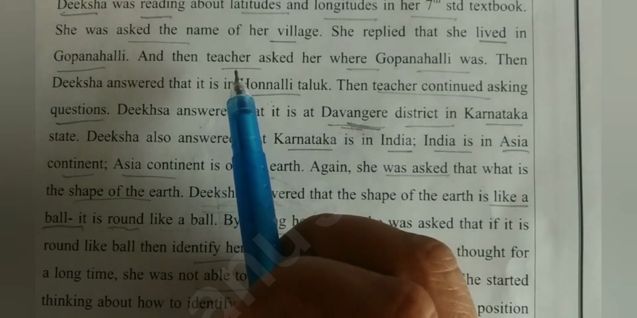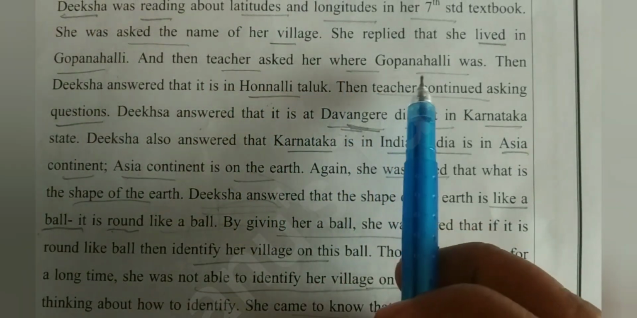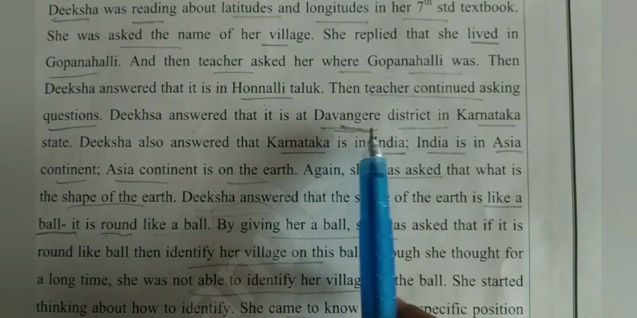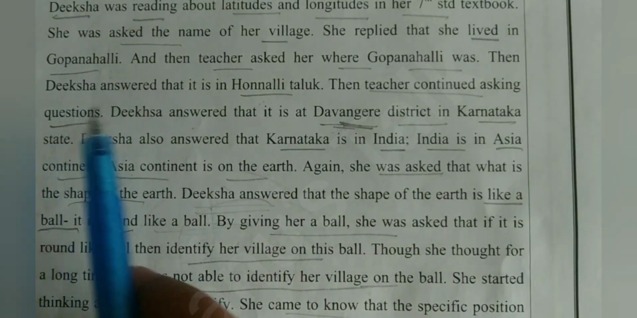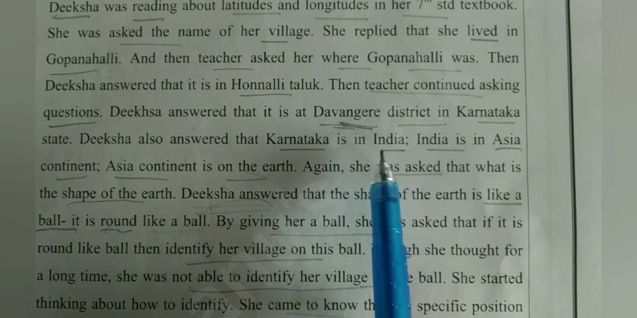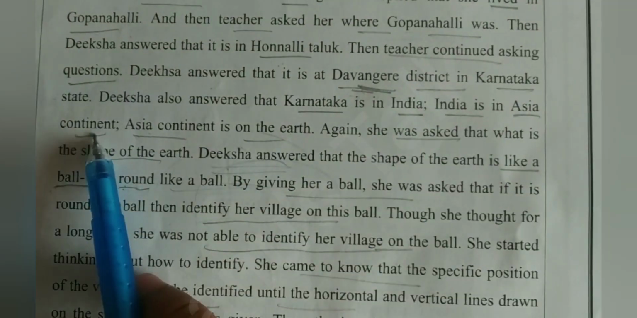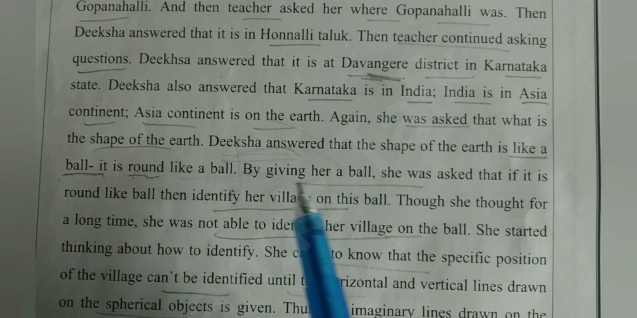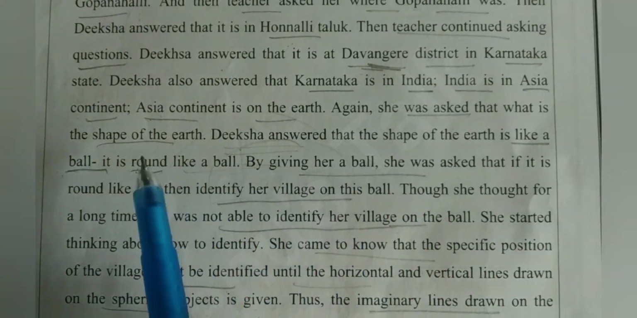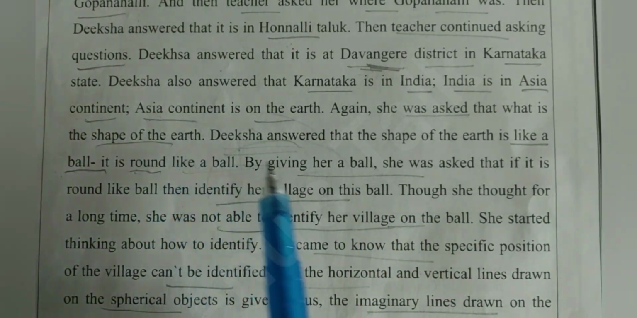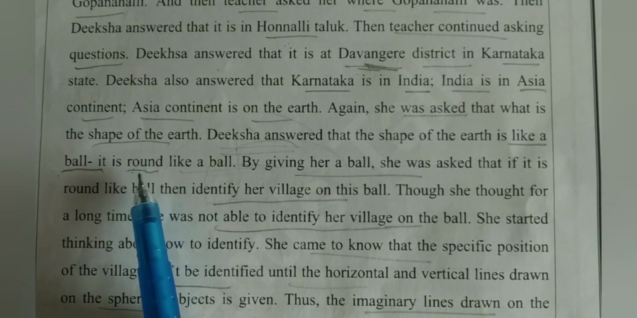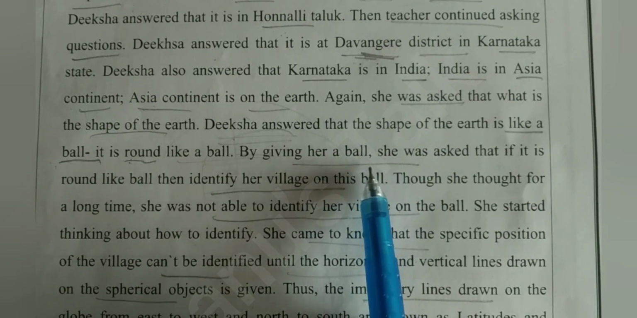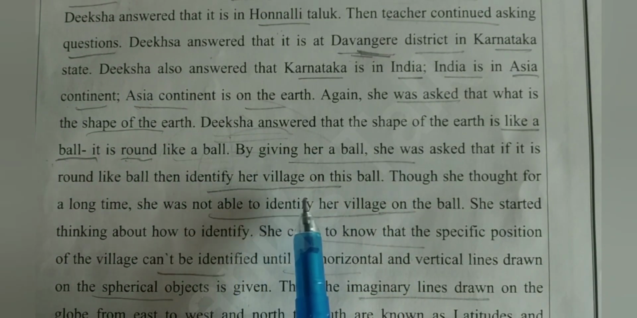So she is giving the answer. Village name is Gopanahalli in Honnalli taluk and Davanagere district in Karnataka state, and Karnataka state is in India. India is in the Asia continent and the Asia continent is on the planet earth. And the teacher is asking the question, what is the shape of the earth, and she is giving the answer, it is round like a ball. Then ma'am gave a ball to her and asked her to identify her village.